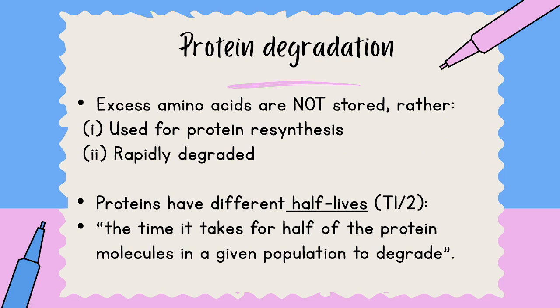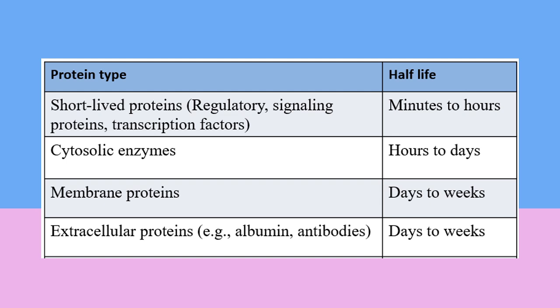Excess amino acids are not stored. This is an important fact to remember. The body does not store excess amino acids. They will be either used for protein resynthesis to synthesize new proteins, or they are going to be rapidly degraded. And proteins have different half-lives, or T-half, and T-half, or a half-life of protein, is a time. So it is a time that it takes for half of the protein molecules in a given population to degrade, and of course it is measured in a unit of time, in minutes, for example, hours or days.